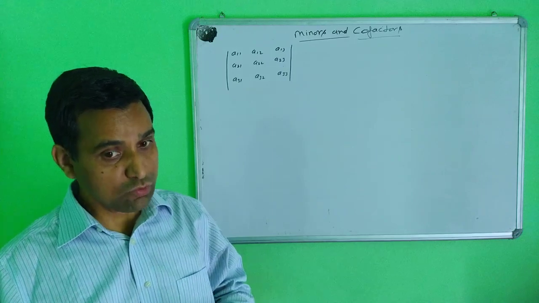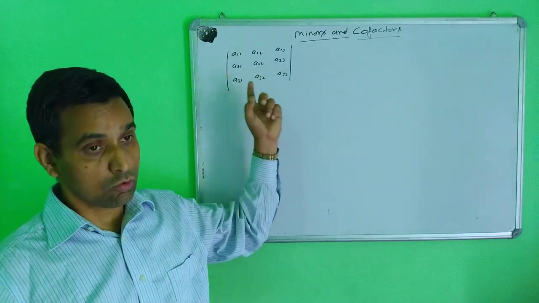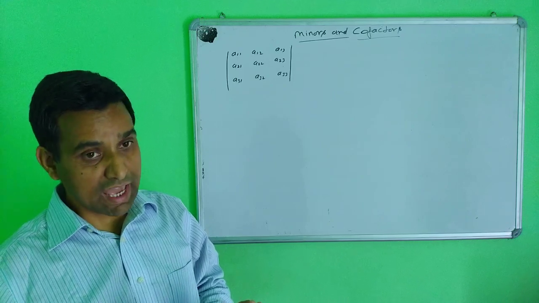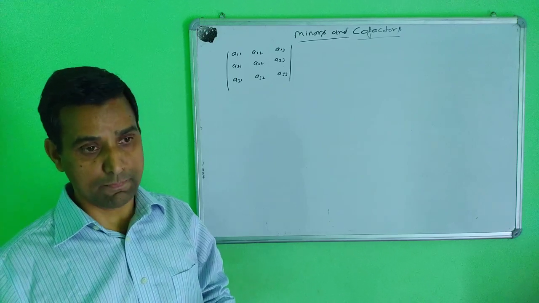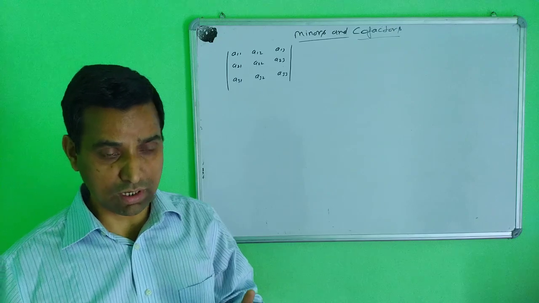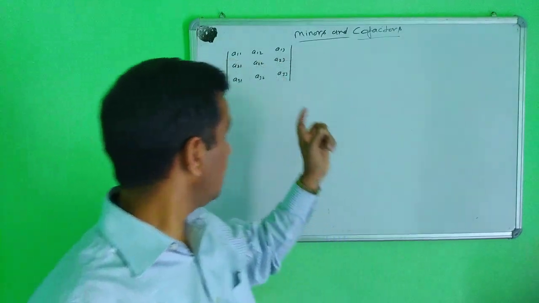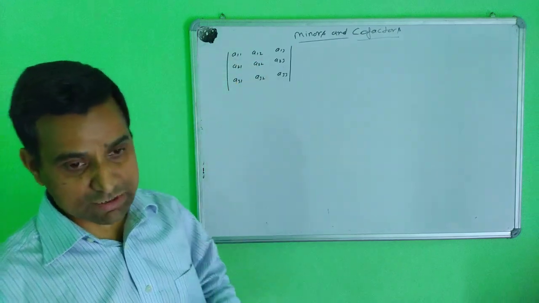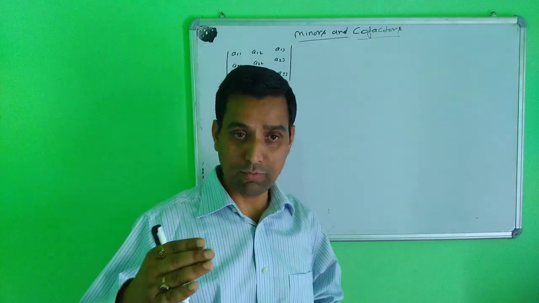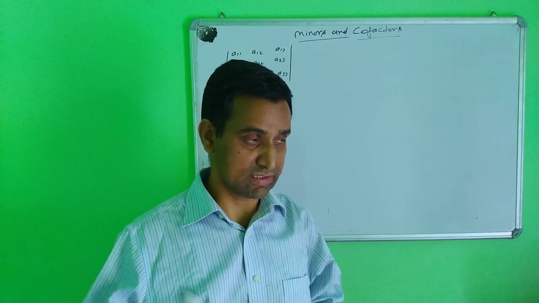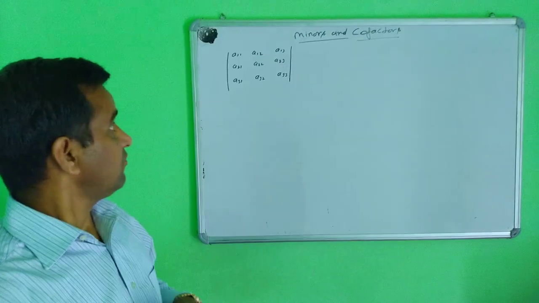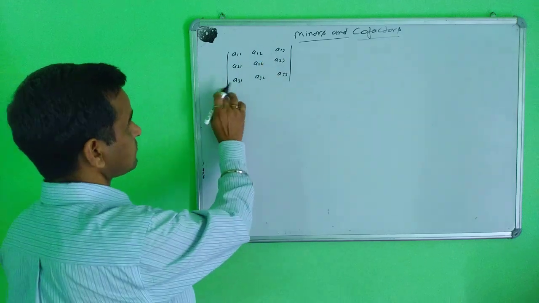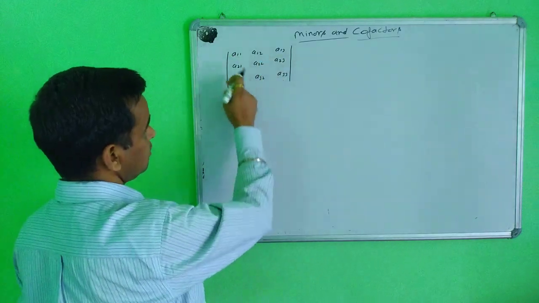But when you find the cofactors and minors, you will expand every row and every column, not a single column. Every row or every column you can expand, then you find the value of cofactors and minors. So now first find the minors here. This is a 3 by 3 order determinant.